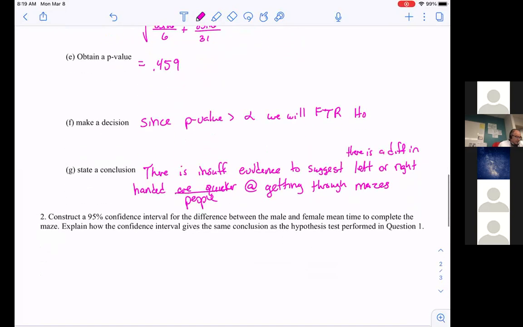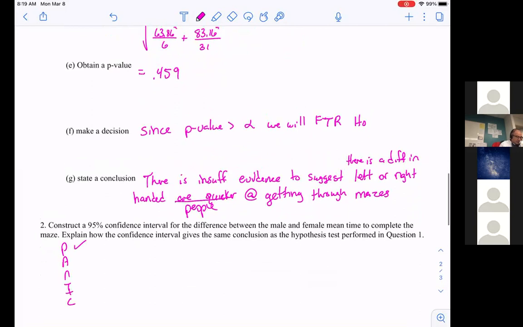Okay. So in part 2, it wanted us to construct a 95% confidence interval for the difference between male and female times. So we'll just do that real fast. We won't do the mechanics of it. We'll just go to our calculator and write down the interval. Technically we could go through it if we need to, because we've already done the parameters.